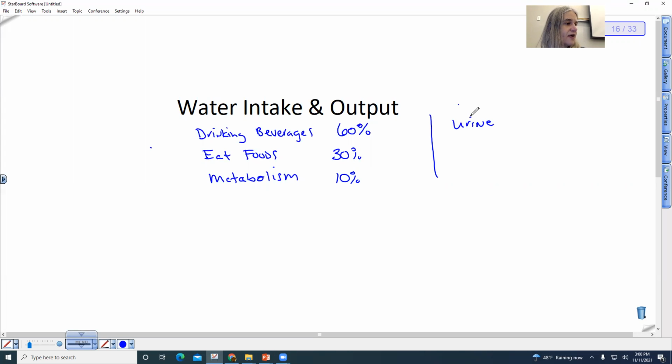And then we have evaporation. And this is a big problem across the skin and the lungs, so the respiratory membrane.